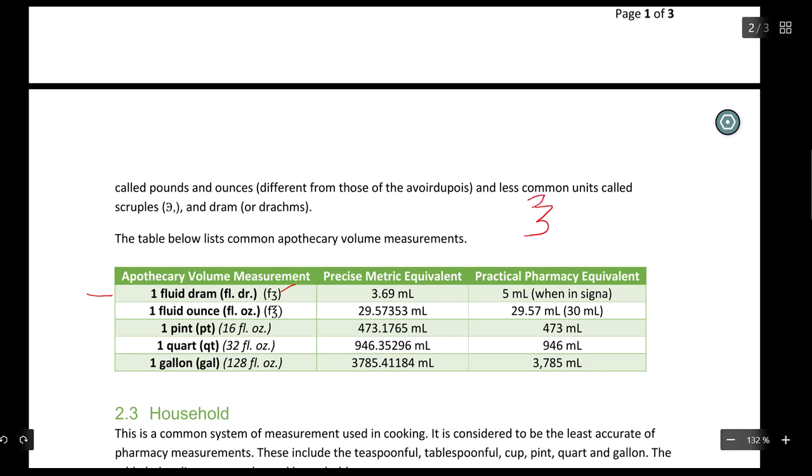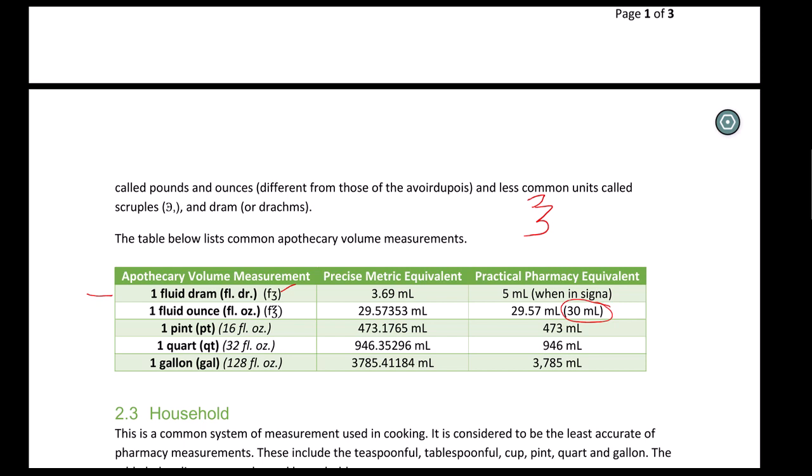What do we need to know about these? You should know that one fluid ounce is 30 mLs. You can use 29.57 if you like, but for us, 30 mLs. So if a prescription says to dispense 2 fluid ounces of a cough syrup, you would know to dispense 60 mLs, 2 times 30.